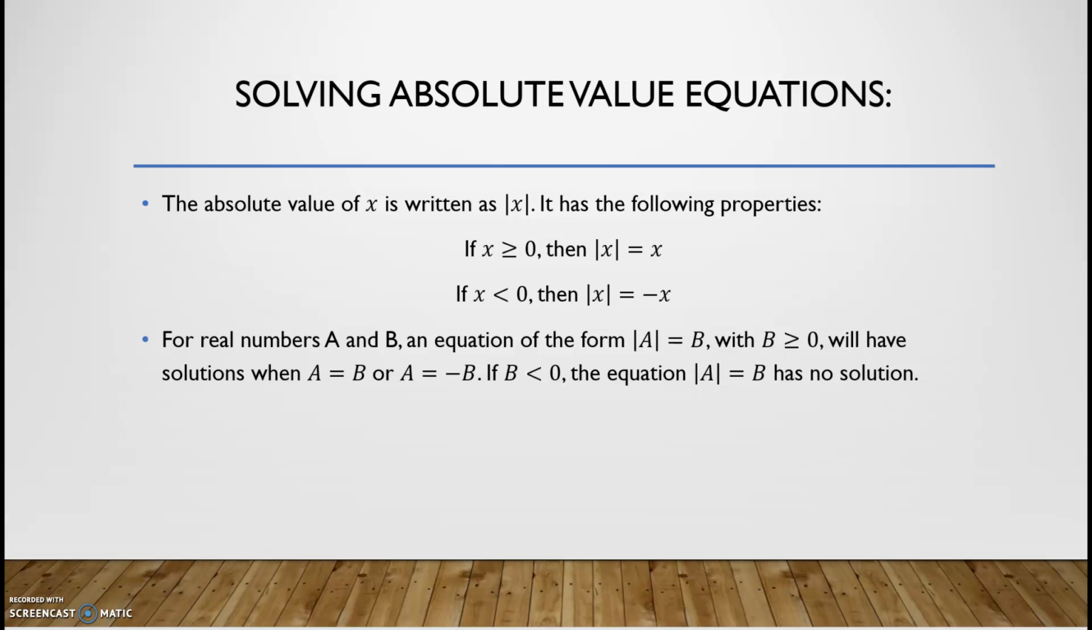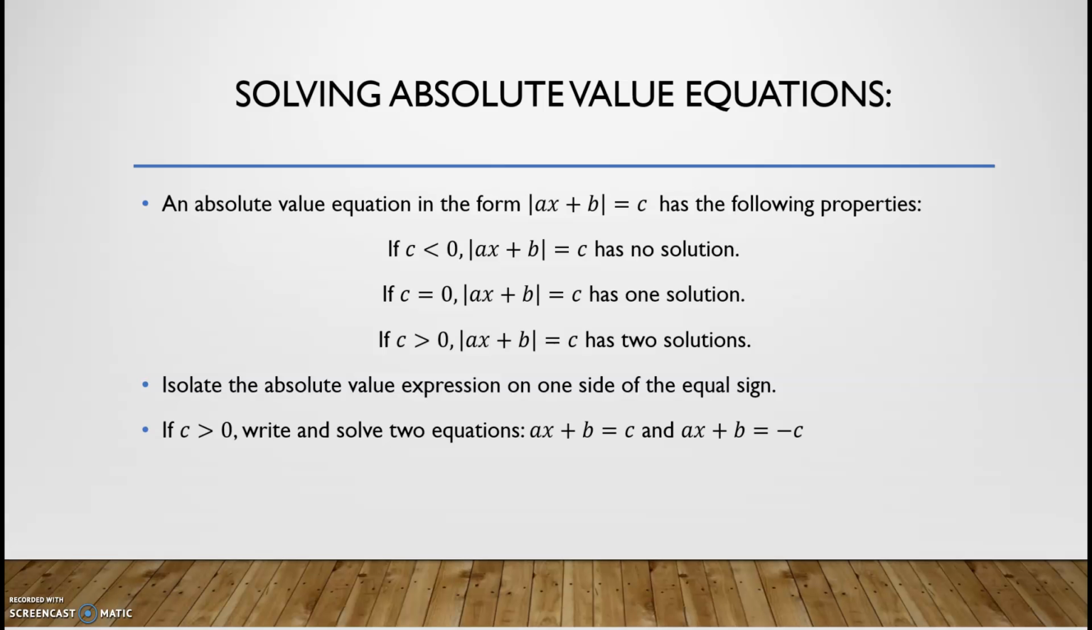And that's because the absolute value of anything is always positive. So if you have the absolute value of a equal to b, and we're saying that absolute value of anything is always positive, we're saying b is negative, well, positive can never equal a negative. And if they can never be equal to each other, then you have no solution.